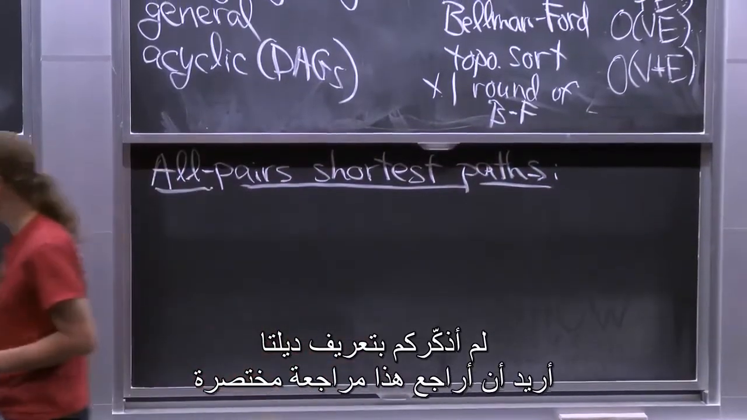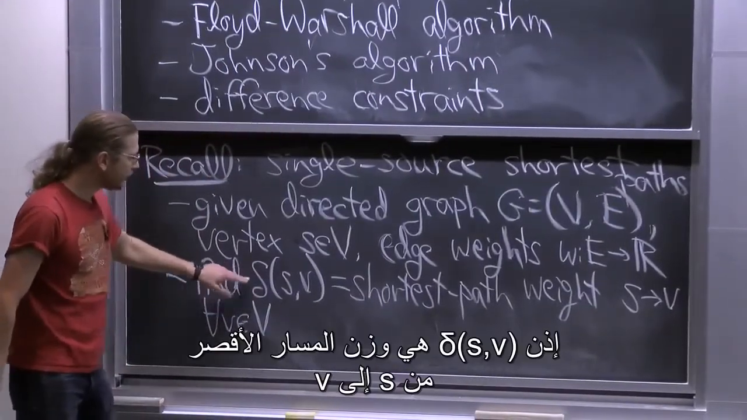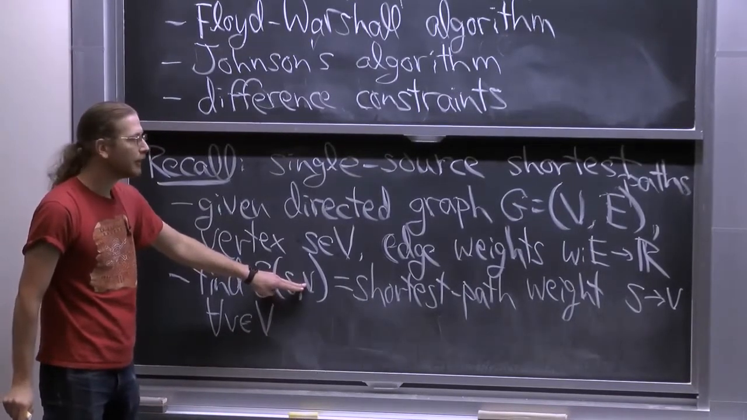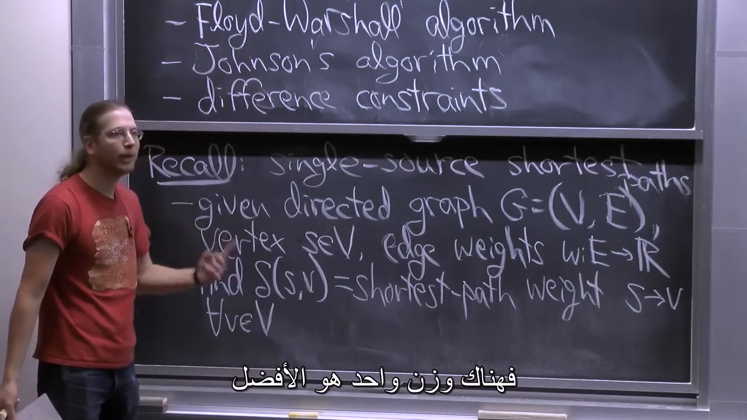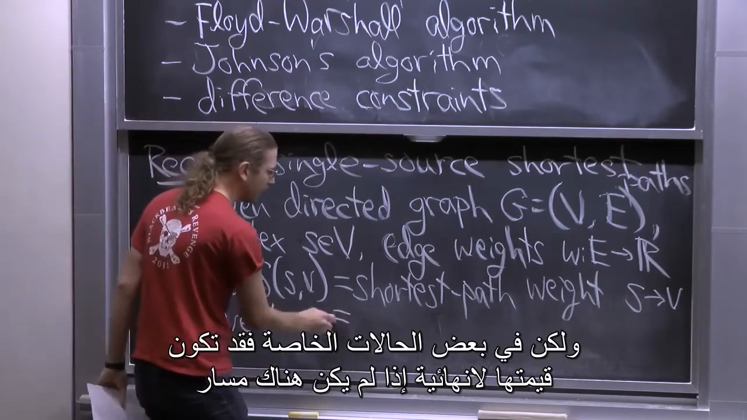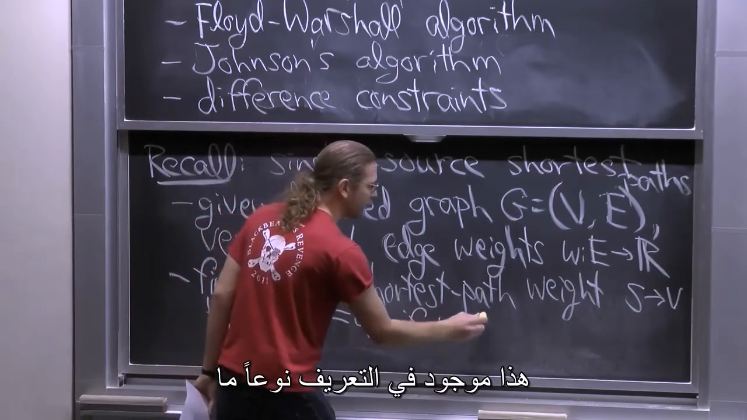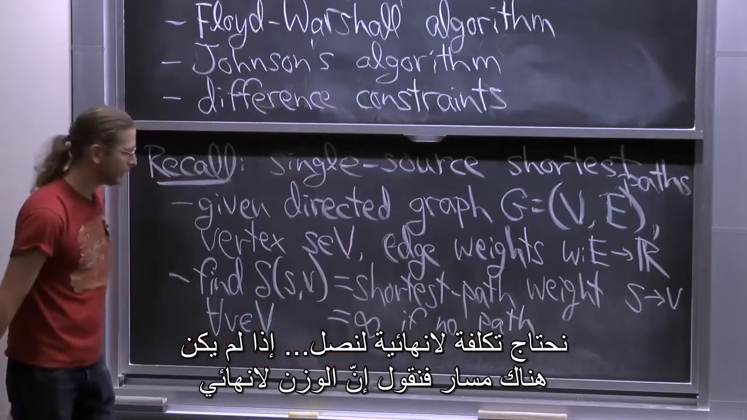I didn't remind you of the delta definition, so I want to go over this briefly. Delta of s comma v is the weight of the shortest path from s to v. The weight is well defined, even though there may be many shortest paths; there's one best weight. But there are some special cases. It could be infinity if there's no path. That's by definition: if there's no path, then we say there's an infinite weight.